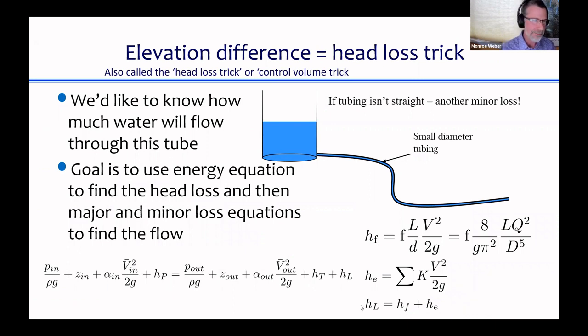Here's another thing about using the energy equation, and it's a trick about thinking about how we apply the control surfaces in the energy equation. So here's a tank. It's got a little hose connected to it, a small diameter tube. And we'd like to know how much water is going to flow through that hose. So we're going to apply the energy equation, and we're hoping that we can figure something out from that.